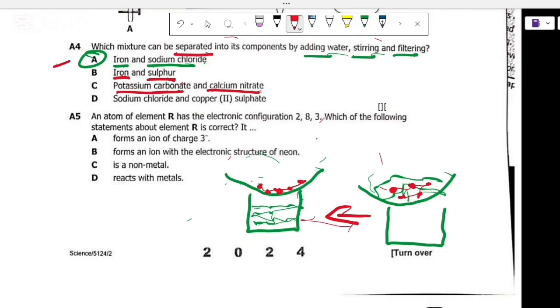So what are you going to filter out? Nothing. So you're not going to accomplish your work here. The separation is not going to take place because both of these are able to dissolve in water.